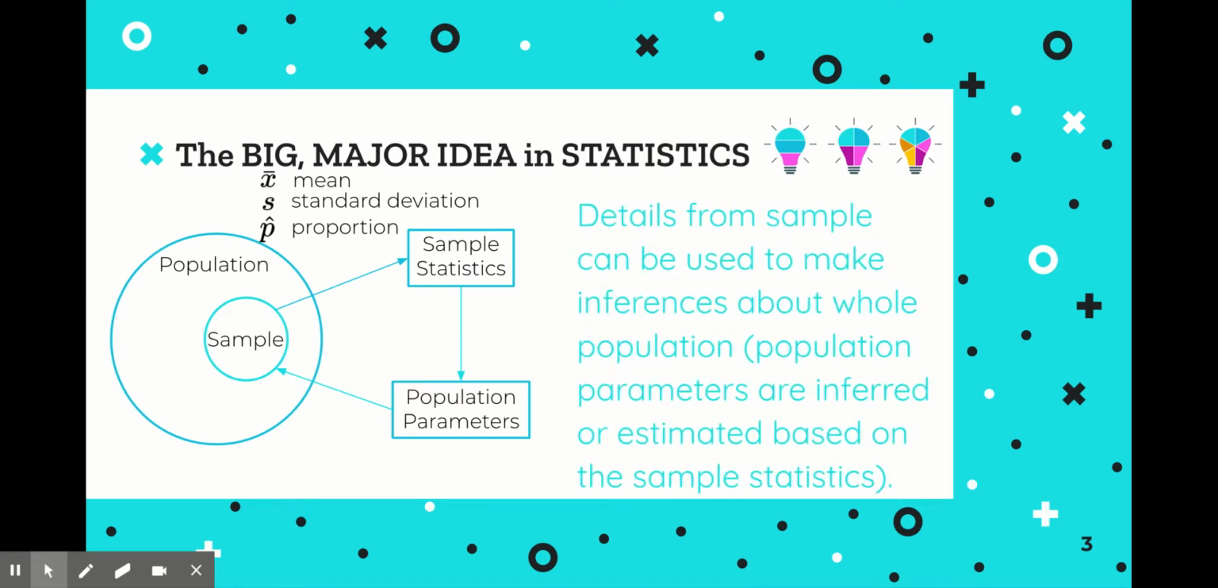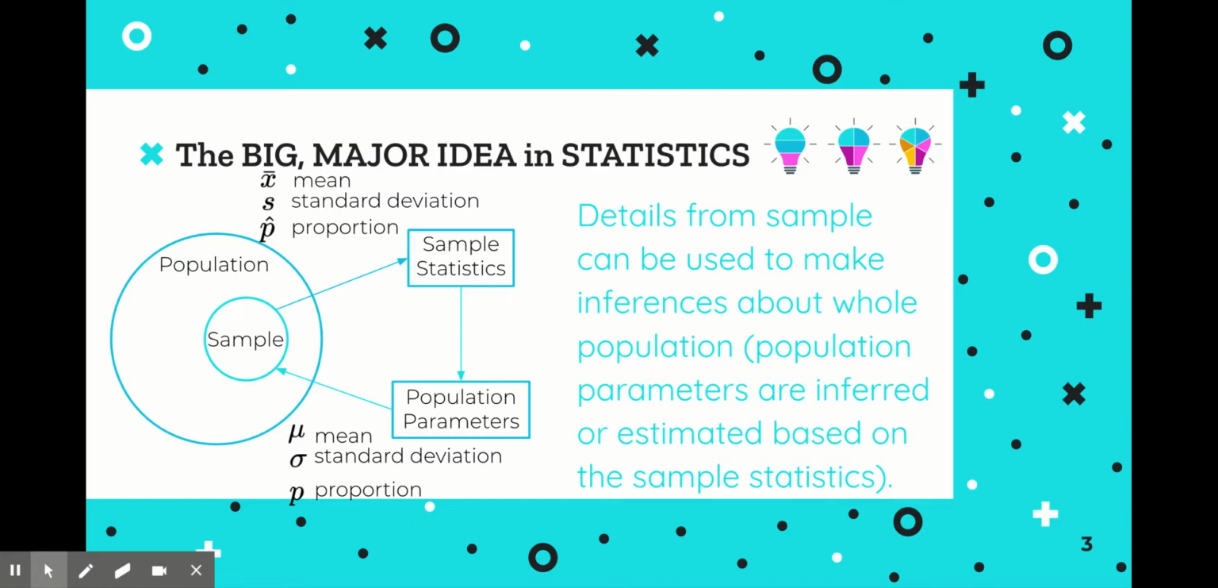Details from the sample can be used to make inferences about the whole population. Population parameters are inferred or estimated based on the sample statistics. So these population parameters are mu for the mean, sigma for the standard deviation, and p for proportion.